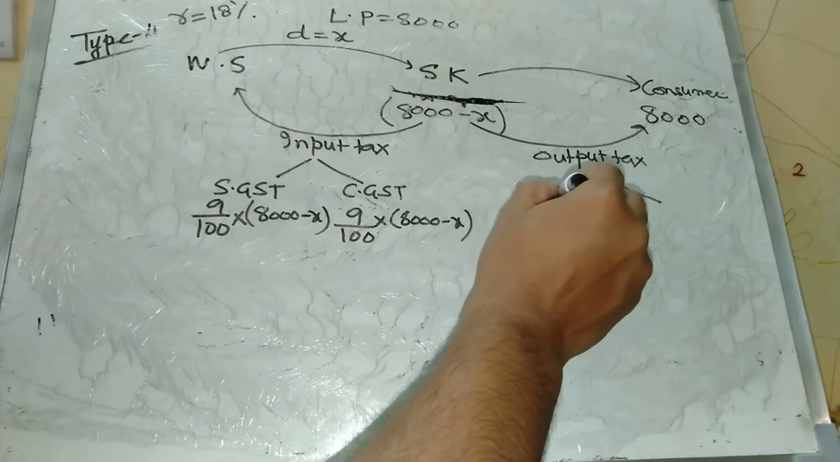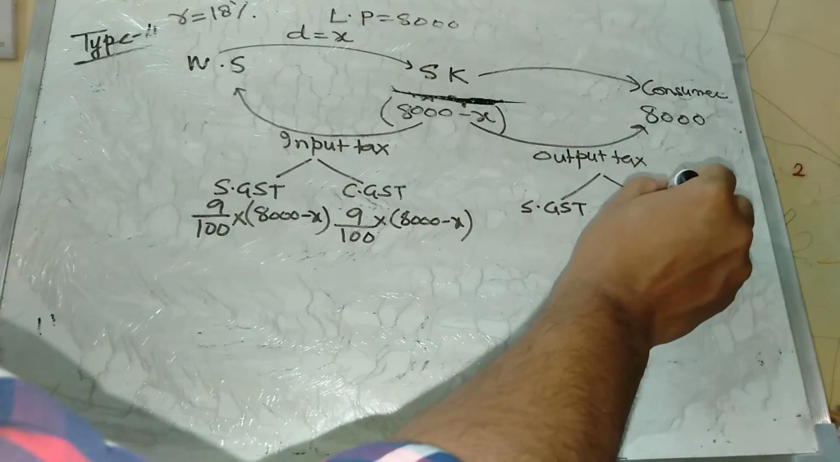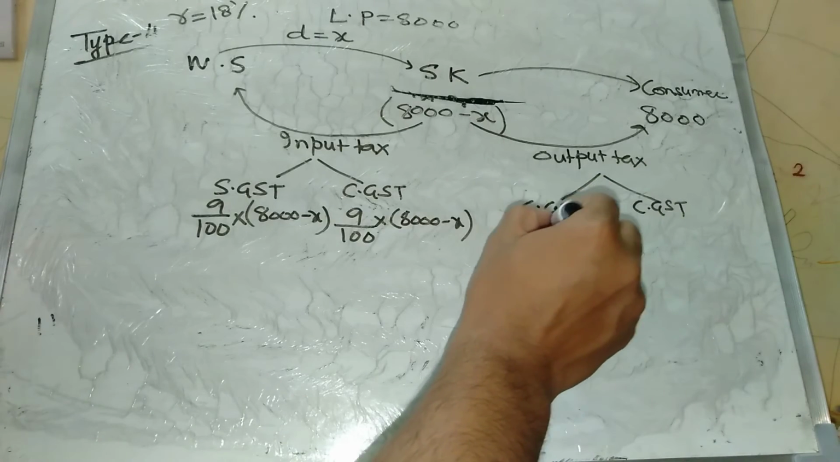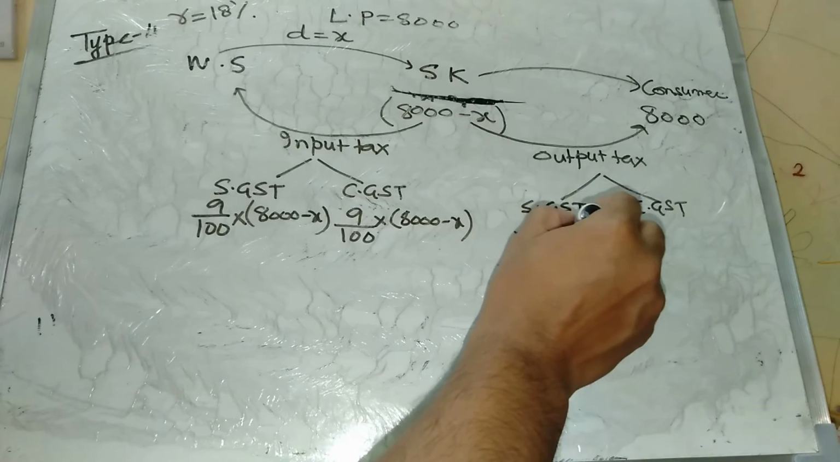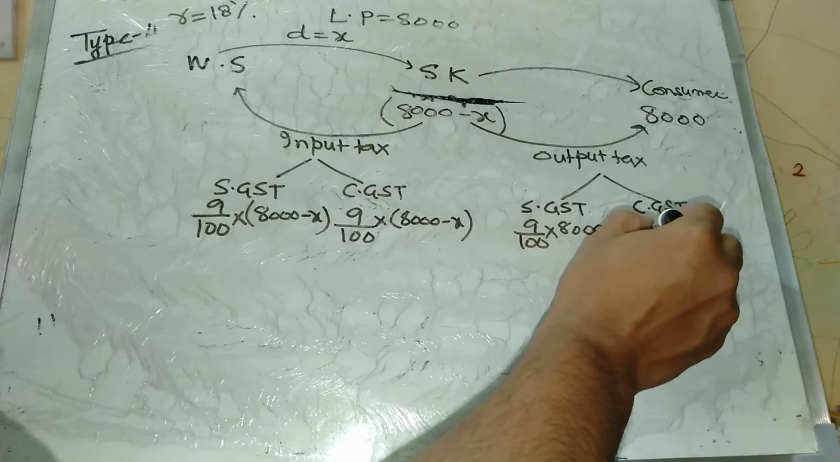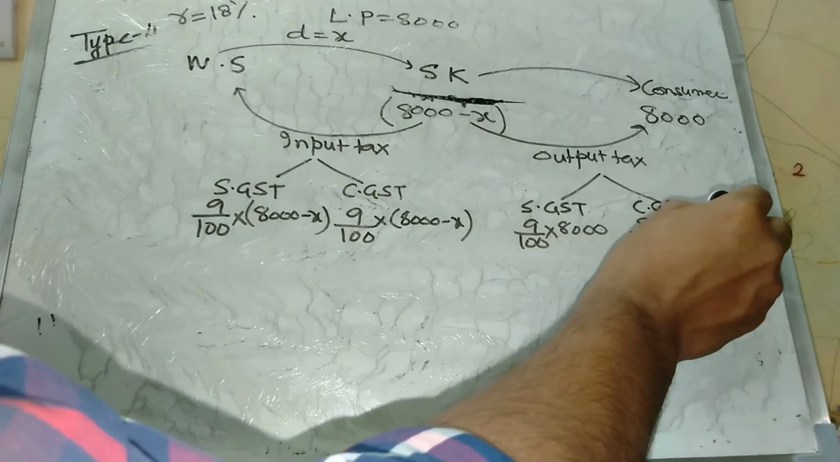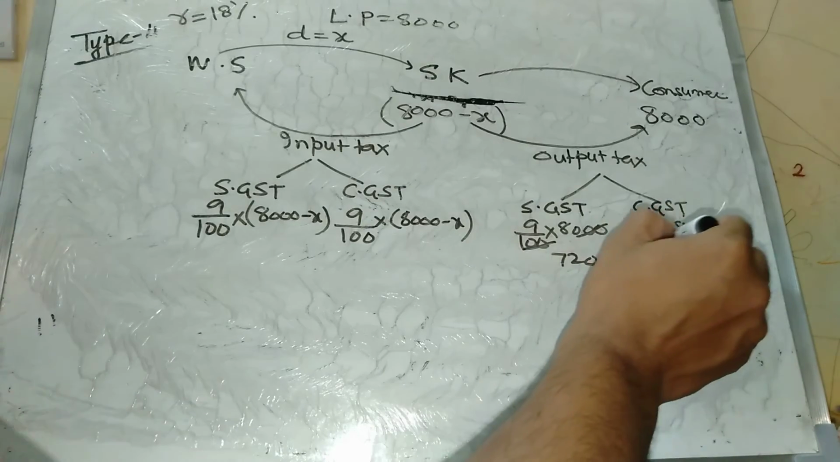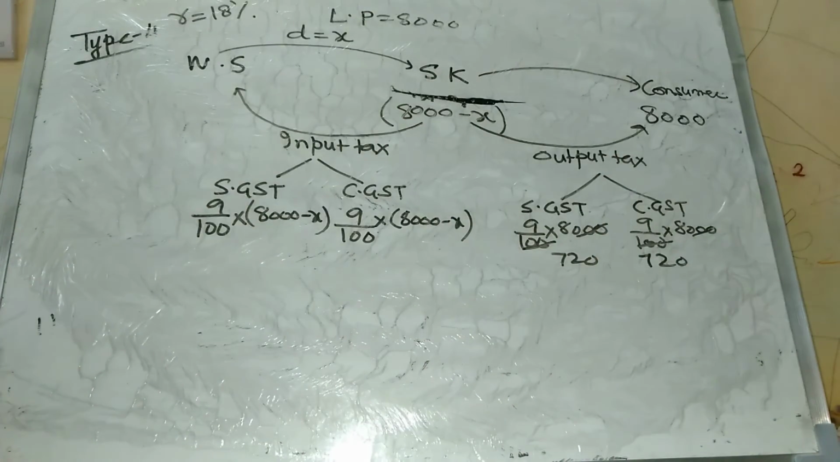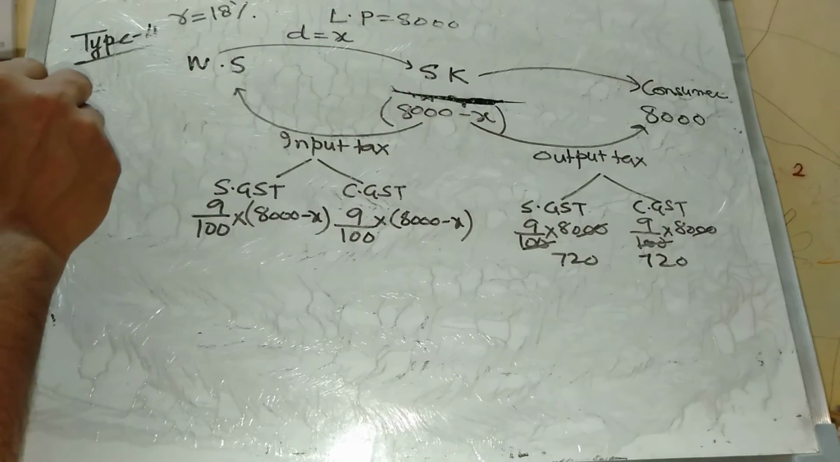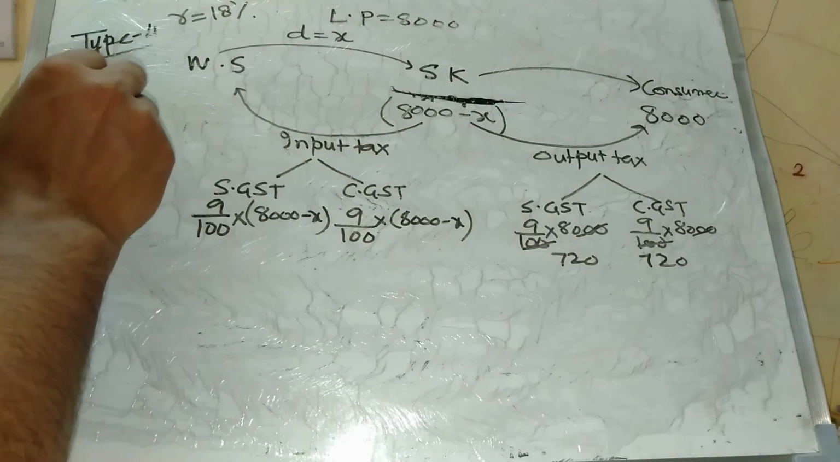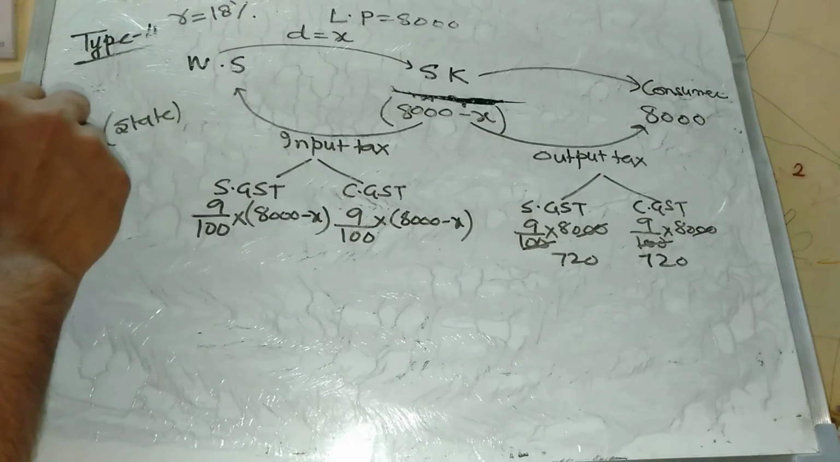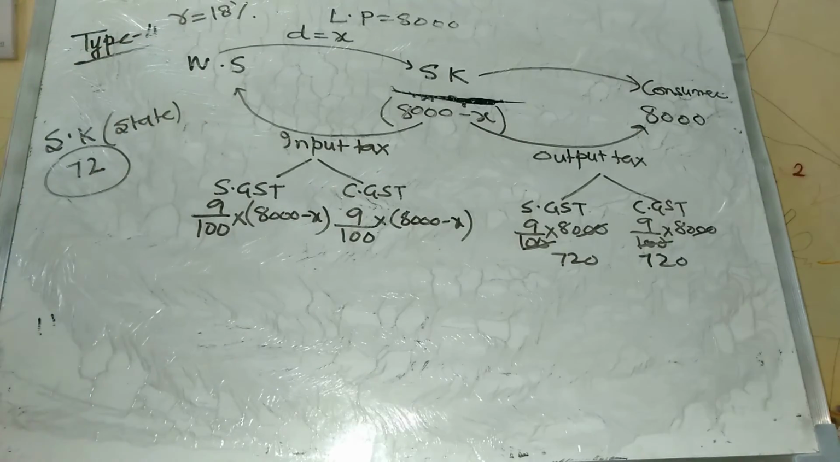Output tax is also divided into two parts, SGST and CGST. 9% of 8,000 on the selling price. 9% of 8,000 selling price will pay 720 to central government as well. Now, in this question, shopkeeper pays 72 rupees tax to the state government.